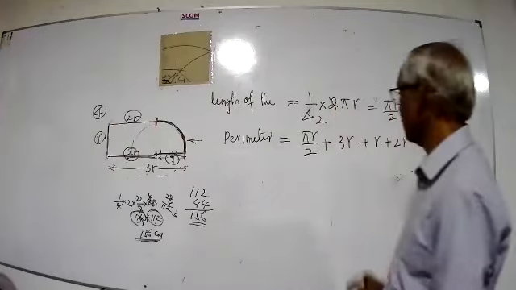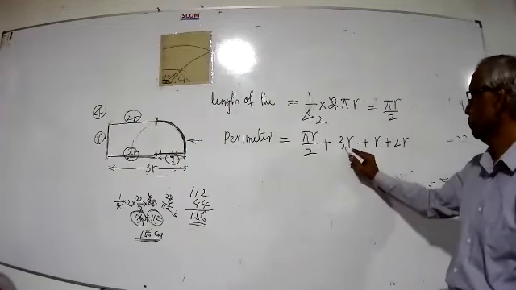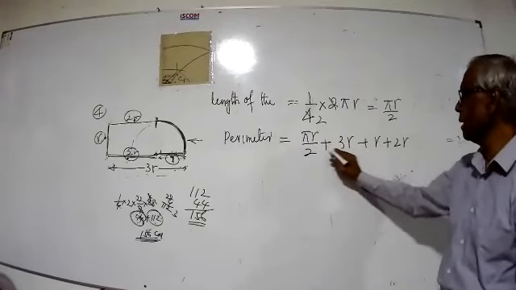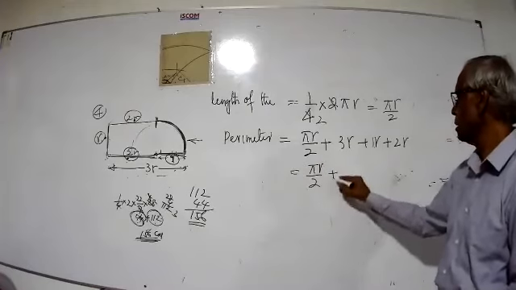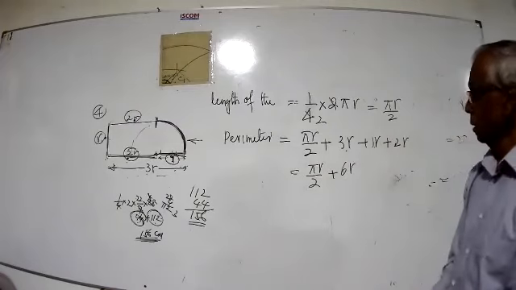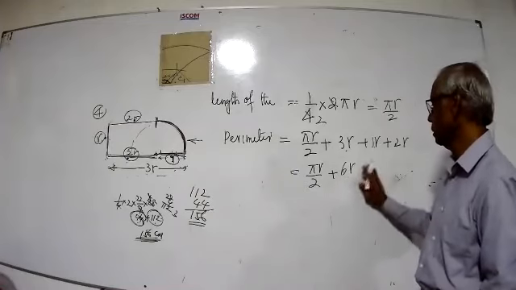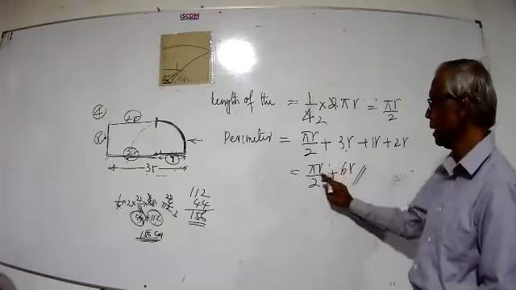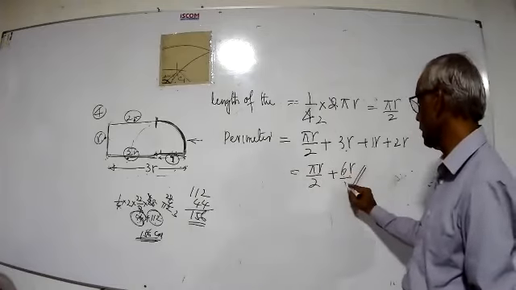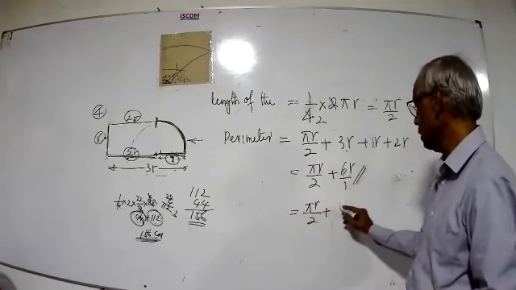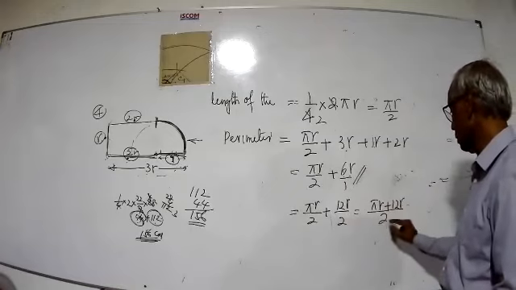Now, simplify this. You can't add these two because they are unlike terms. You can add these three. Then 5R upon 2 plus 3R, 4R, 6R. These are unlike terms, in terms of pi and r, that's all. Make the same denominator. Taking 12R upon 2, then pi R plus 12R, you will get 8R.